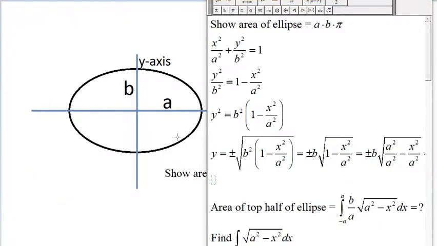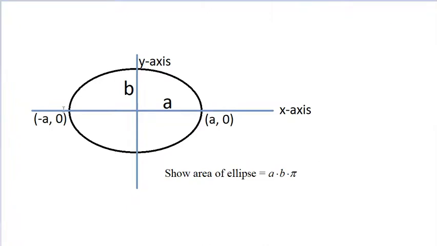Once again, the plus is the top half of the ellipse and the minus is the bottom half. Our objective is to get the area of this ellipse, so we can just find the area of the top half and then multiply it by 2. The area of the top half would be the integral from here to here. This is a right here, and this would be negative a. So this point is (a, 0), and this point is (negative a, 0).